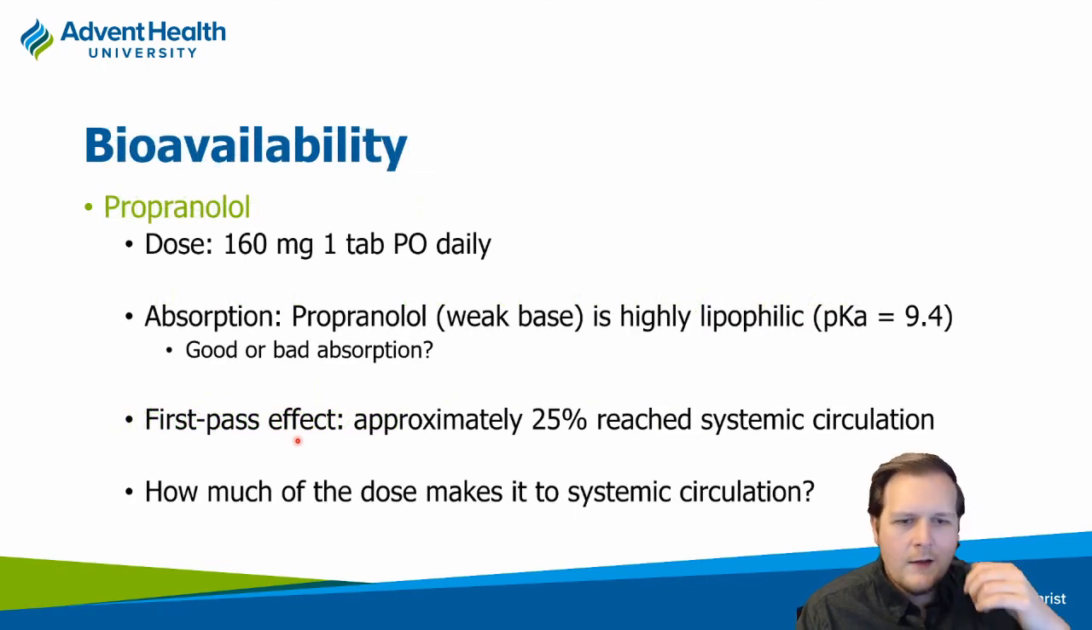So I want to look at a couple of things here. Let's look at bioavailability. It takes into account things like first pass effect and all of that. But let's say we're dealing with propranolol. We mentioned this is a beta blocker. You're giving 160 milligrams, 1 tab PO daily, right? So propranolol is a weak base. I'm telling you that, and it has a pKa of 9.4.